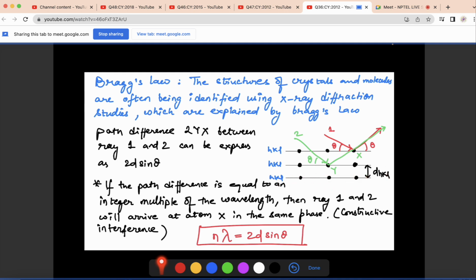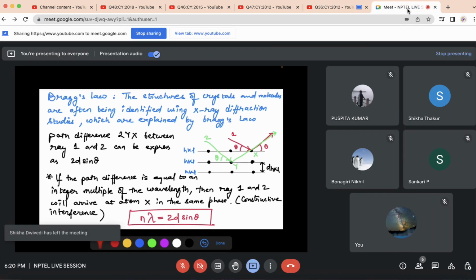This figure shows some layers of the given crystal or solid. So say this is layer 1, layer 2, and then layer 3 with a spacing of d, which we can denote as d_HKL, where HKL are the Miller indices. Okay, and the black dots refer to the atoms spaced in that particular layer of the crystal or given molecule.